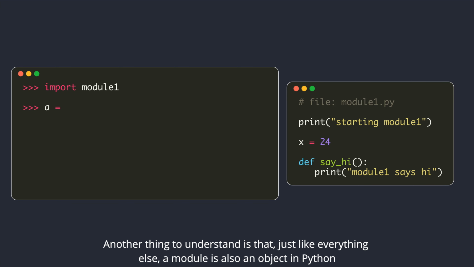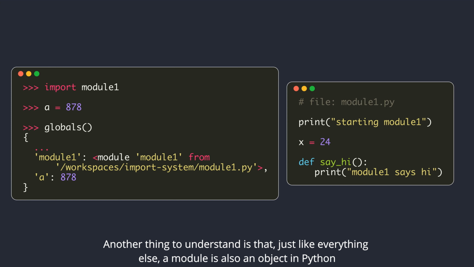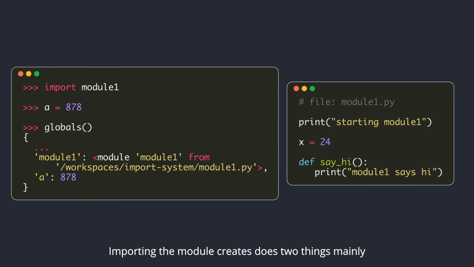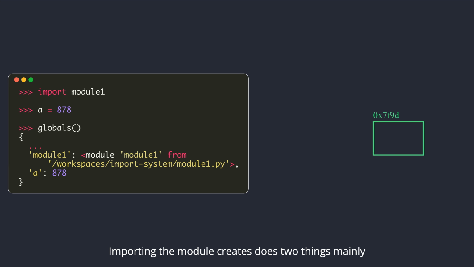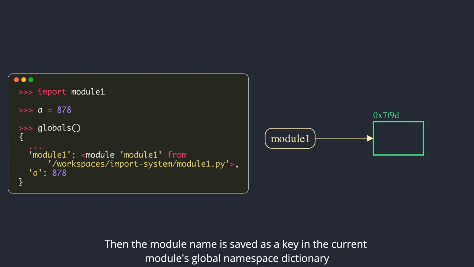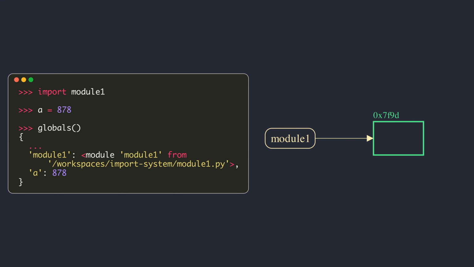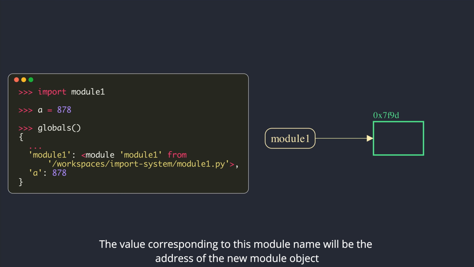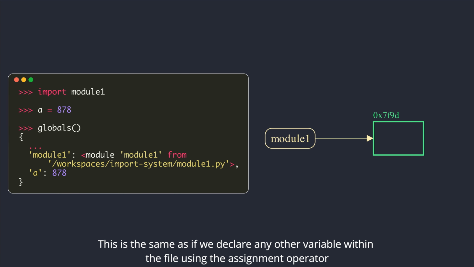Another thing to understand is that, just like everything else, a module is also an object in Python. Importing the module does two things mainly. First, it creates a module object somewhere in memory. Then the module name is saved as a key in the current module's global namespace dictionary. The value corresponding to this module name will be the address of the new module object. This is the same as if we declare any other variable within the file using the assignment operator.